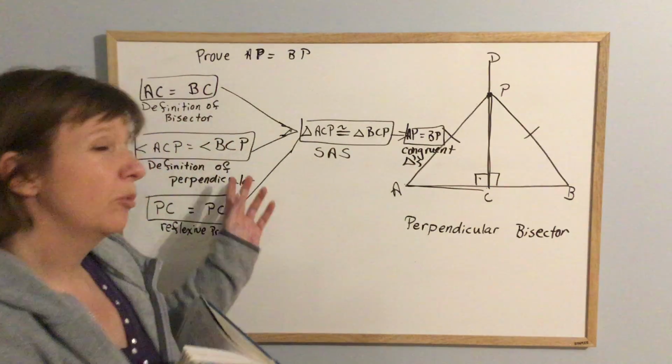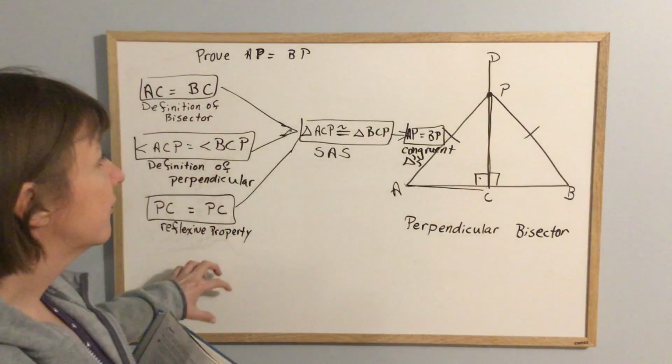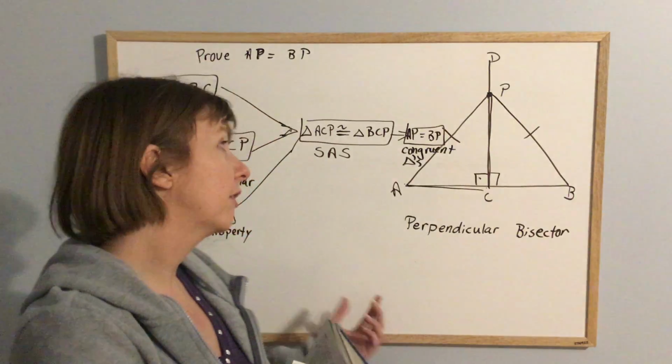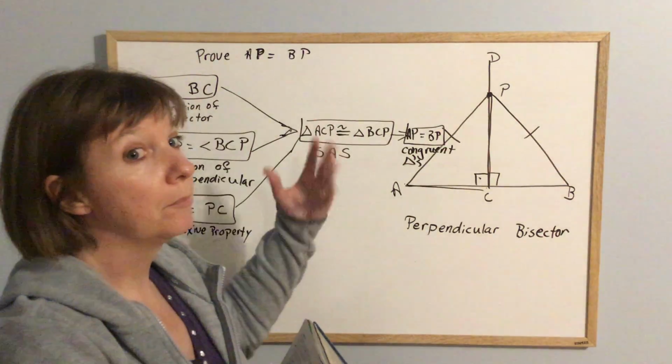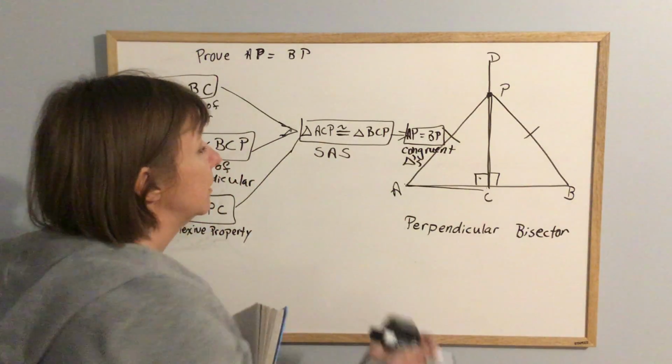So this is what a flow chart would look like, but I could have just as easily made a list of statements and a list of reasons. It's the same thing, it's just how the presentation is. Some people like a flow chart better than a list of statements and reasons. It doesn't really matter to me.